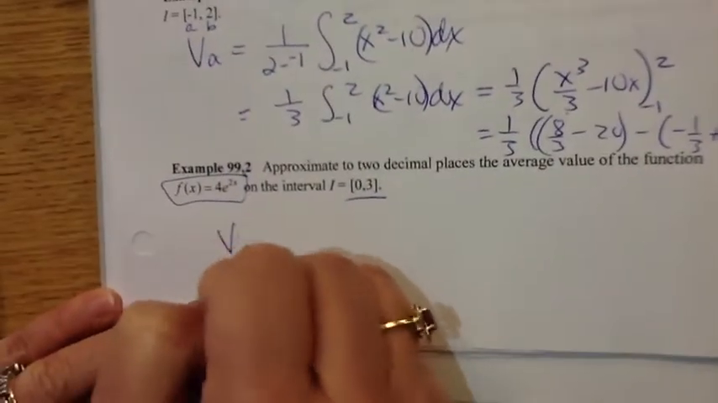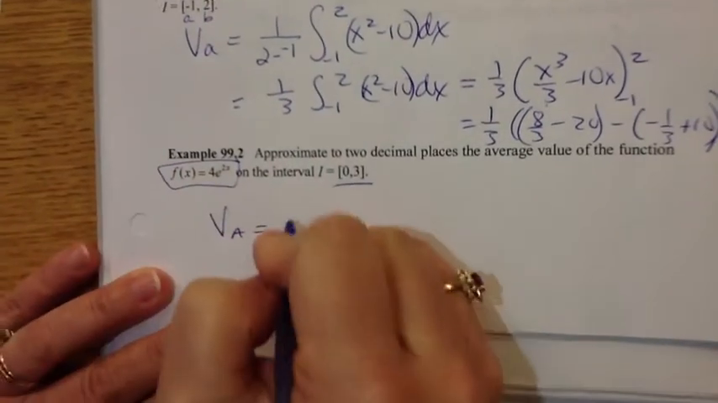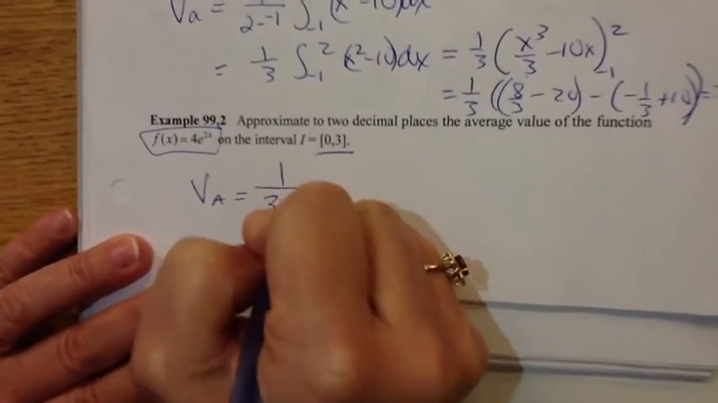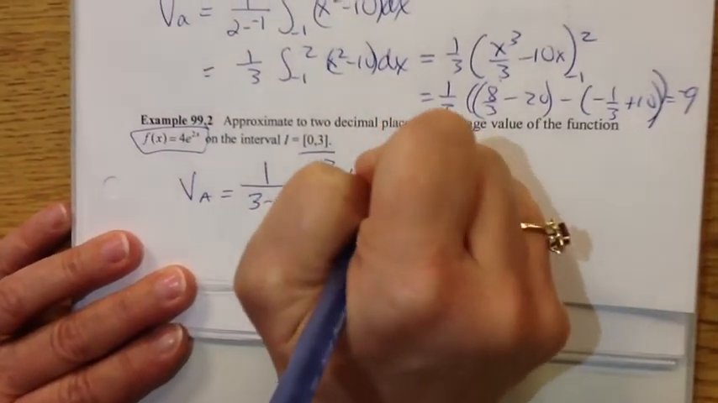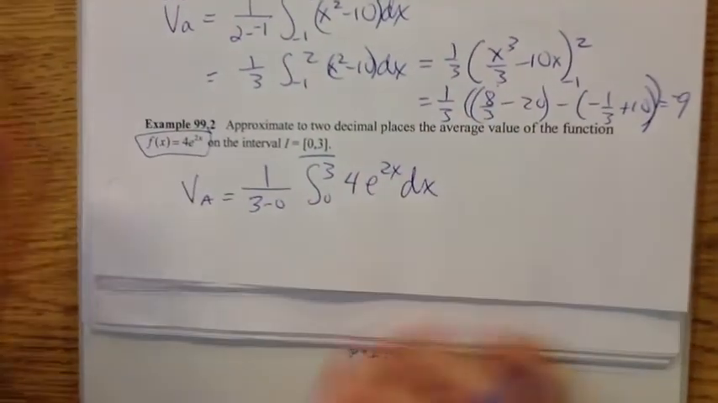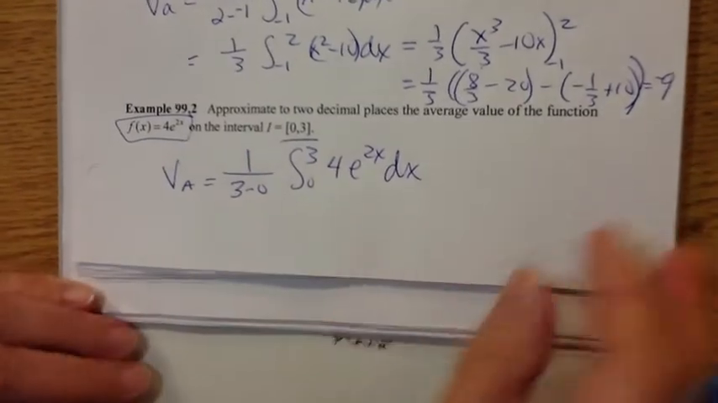All right, so approximate to 2 decimal places the average value of this function on this interval. Again, average value. If you write down at least parts of the formula, you should remember them. At least that's how I remember things. If you keep writing it down, it eventually becomes a habit.